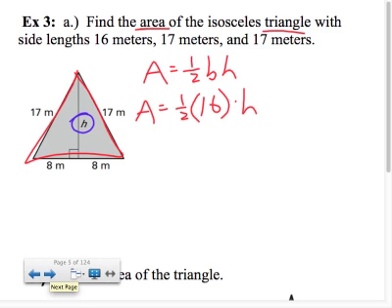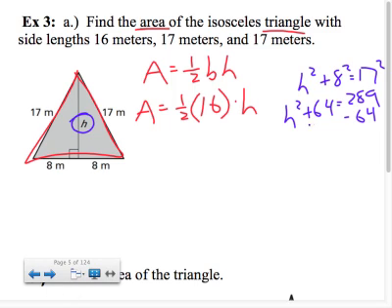I've got to figure out what the height is, and in order to do that, that's where the Pythagorean theorem comes in. h squared plus 8 squared equals 17 squared. That's h squared plus 64 equals, I don't know, 17 squared off the top of my head. Probably should. I think it's 289.